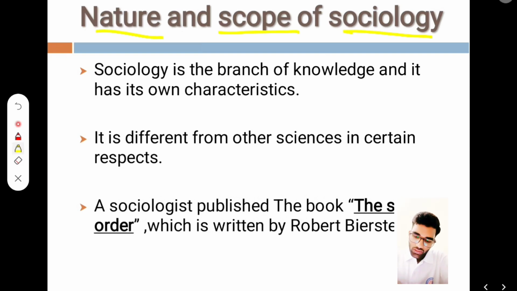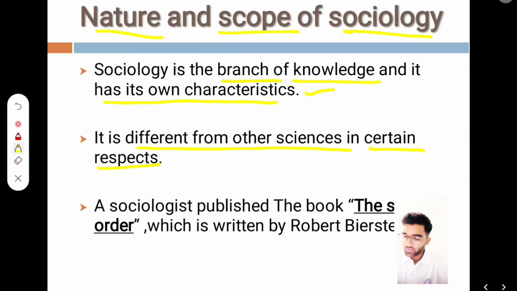As we know, sociology is a branch of knowledge and it has its own characteristics. Next we'll come to how it is different from other sciences in certain aspects. A sociologist published the book The Social Order, written by Robert Bierstedt.